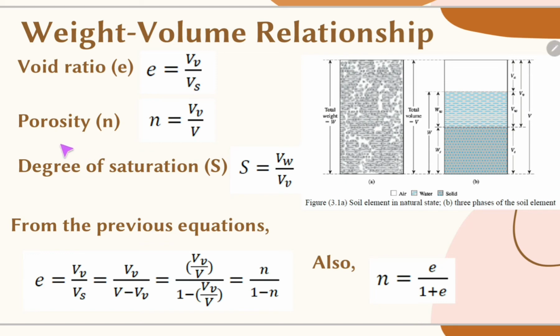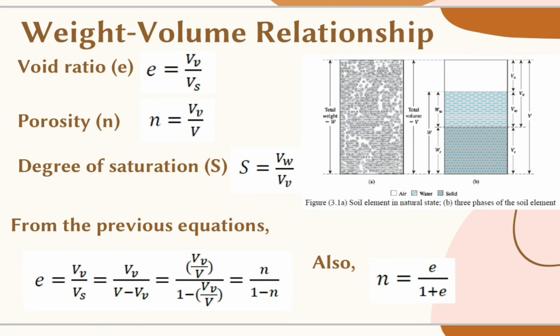Now, what is porosity? Porosity is symbolized as n. Porosity is defined as the ratio of the volume of voids to the total volume. If void ratio is volume of voids over volume of soil solids lang, mas malawak si porosity. Mas malaki yung sakop niya kasi with respect siya sa buong volume. So, volume of voids over the total volume, or the volume of the soil itself.